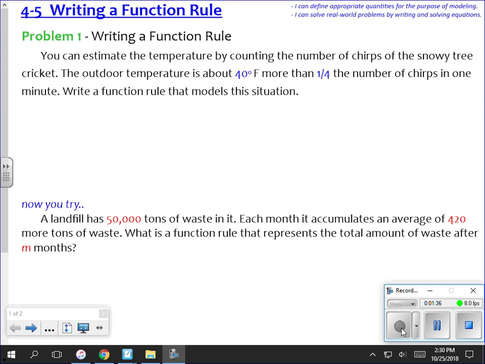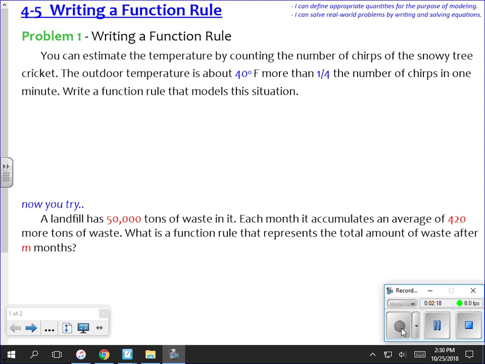Okay. So the first one, you can estimate the temperature by counting the number of chirps in the snowy tree cricket. If the outdoor temperature is about 40 degrees Fahrenheit more than 1/4 the number of chirps in 1 minute, write a function rule for this. And yes, this is real. If you can count the number of chirps from a cricket, the colder it is, the less they chirp. The warmer it is, the faster they chirp.